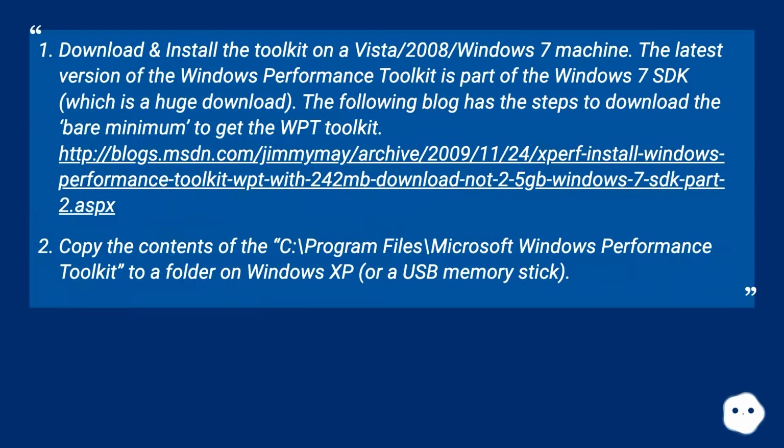Vista/2008/Windows 7 machine. The latest version of the Windows Performance Toolkit is part of the Windows 7 SDK, which is a huge download. The following blog has the steps to download the bare minimum to get the WPT toolkit. Copy the contents of the C:\Program Files\Microsoft Windows Performance Toolkit to a folder on Windows XP, or a USB memory stick.